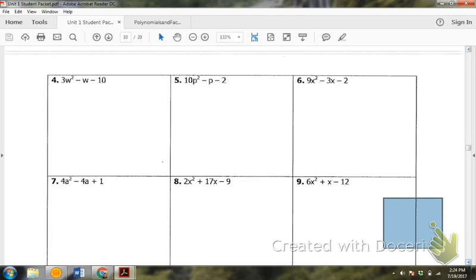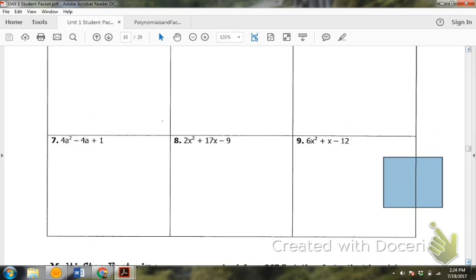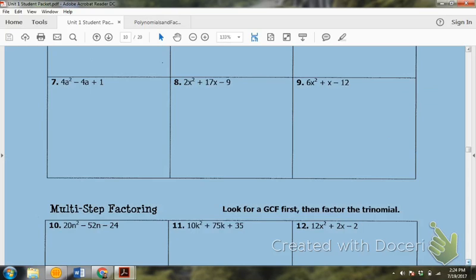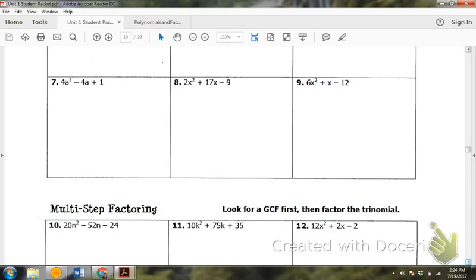Okay, number 7 is the next one. K squared plus 25. Is it a binomial? Is it 2 terms? It is 2 terms, right? Are they perfect squares? Yes, K and 5 will make perfect squares. But is it a subtraction problem? No.